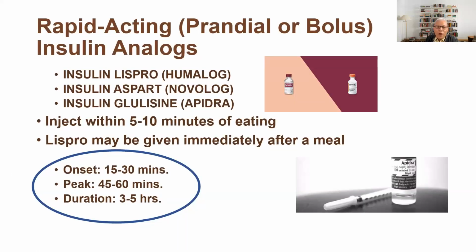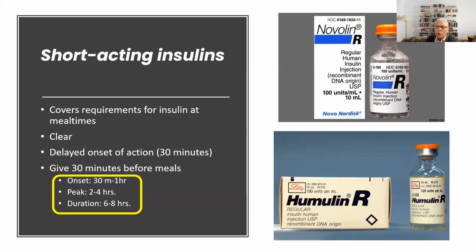Okay, so that's the rapid acting. We had the ultra rapid, and now the rapid acting insulins, which are your Lispro, your Aspart, and your Glulisine. We now go to the short acting insulins, your regular insulin, which has an onset of action of 30 minutes with a peak of 2 to 4 hours.